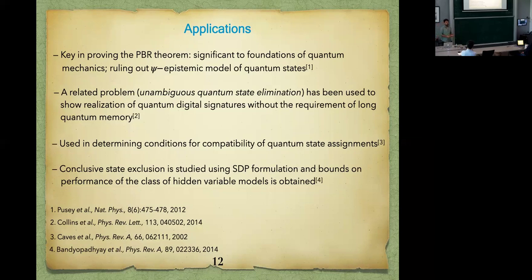They represent physical systems. And anti-distinguishability also has applications in quantum cryptography. It turns out that one of the papers on quantum cryptography claims that this can be used to realize quantum digital signatures without the requirement of long quantum memory.